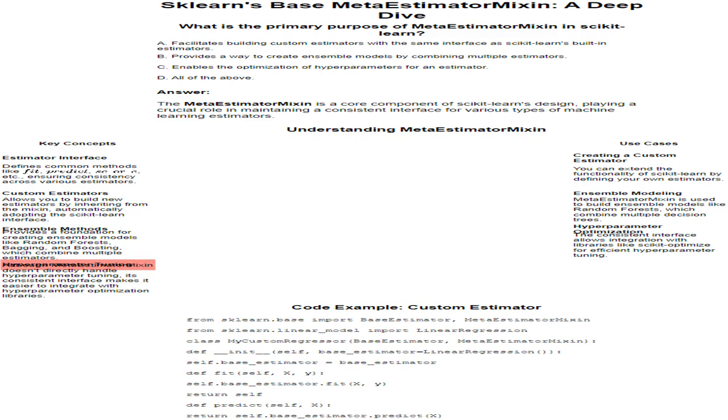The estimator mixin facilitates building custom estimators with the same interface as scikit-learn's built-in estimators. It also provides a way to create ensemble models by combining multiple estimators. While it doesn't directly handle hyperparameter optimization, its consistent interface makes it easier to integrate with hyperparameter optimization libraries. All of the above. D. All of the above. Estimator interface, custom estimators, ensemble methods, hyperparameter tuning.